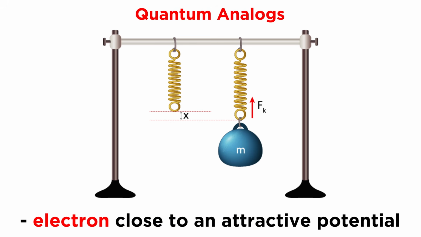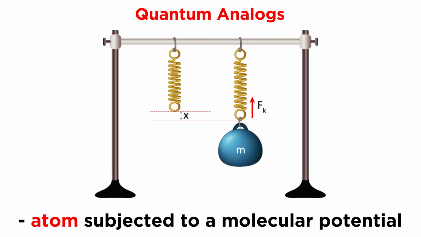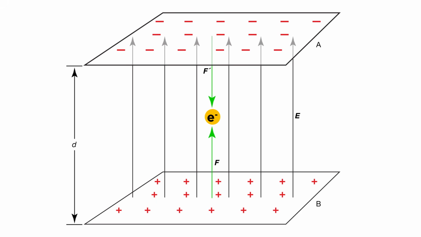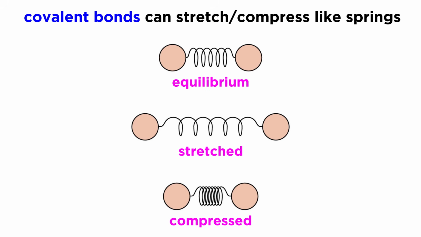The quantum analog of this scenario could be that of an electron close to an attractive potential, or an atom subjected to a molecular potential that may look just like a harmonic oscillator within a certain limit. Take the case of an electron near a positively charged area. This electron will tend to move towards the minimum potential point, which is close to the positive charges. As it travels away, assuming it has a low enough energy, the attraction to the positive center will pull it back. Now take the example of an atom in a diatomic molecule.